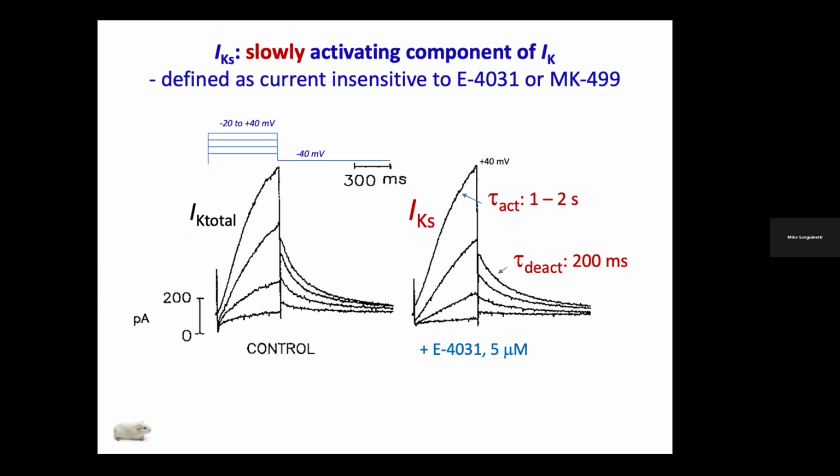In contrast, the current that wasn't blocked by the drug, which I call IKs, because it's slowly activating, is shown, just properties are shown here. And this is the shorter pulse at potentials from minus 20 to plus 40 before drug and then after drug. And the current looks like it's the same.